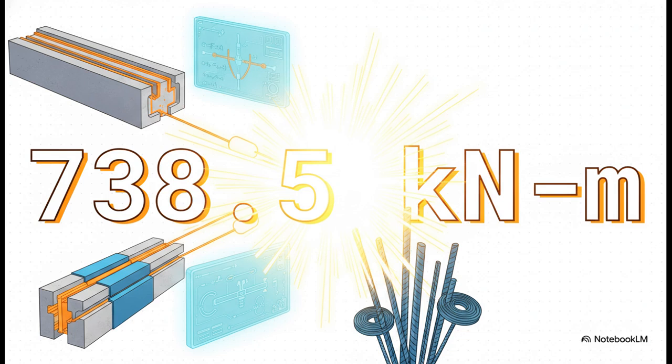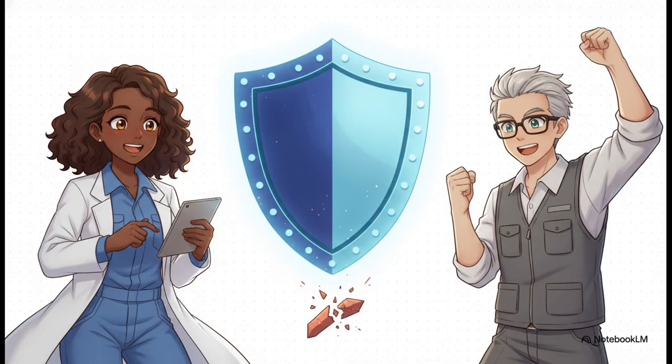Next, we plug those interpolated values straight into the code's moment of resistance formula. We multiply our design stress in the tendon by the area of steel, and then multiply that whole thing by our lever arm. What does that give us? An ultimate capacity of an impressive 738.5 kilonewton meters. And there it is, the definitive resolution to our engineering problem.